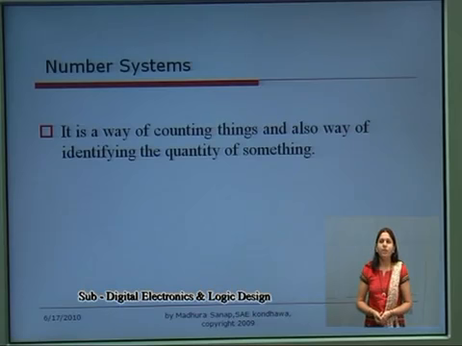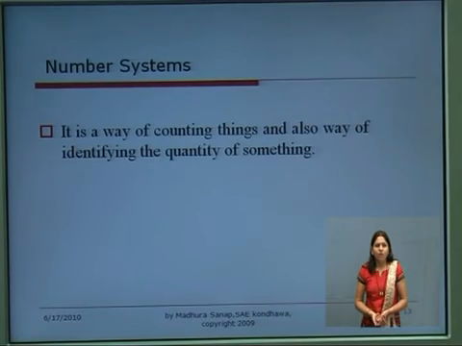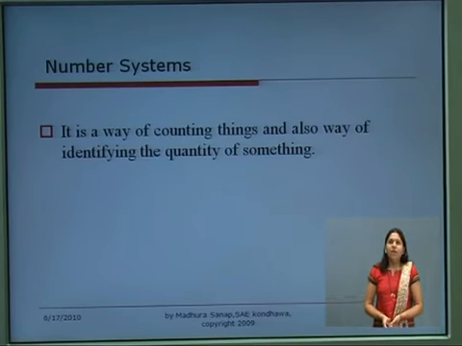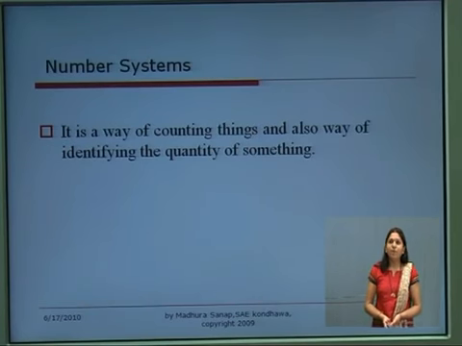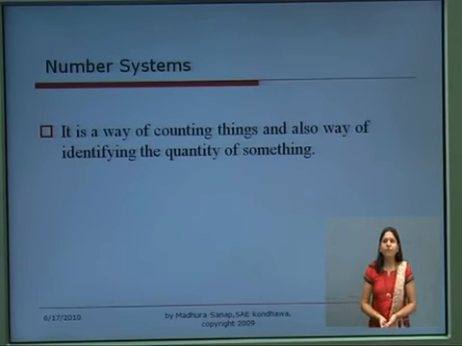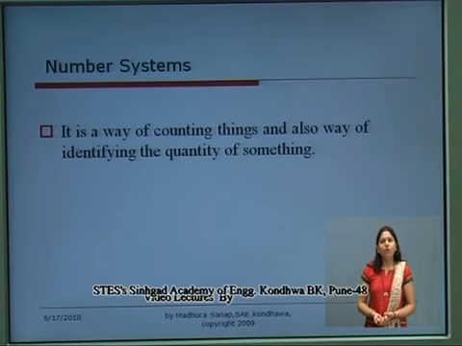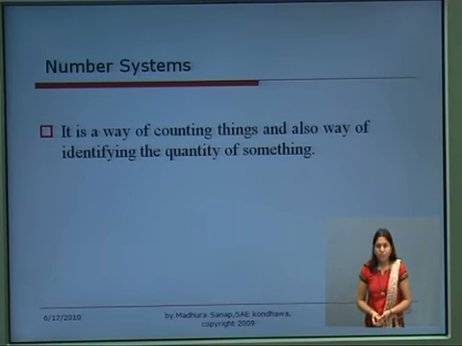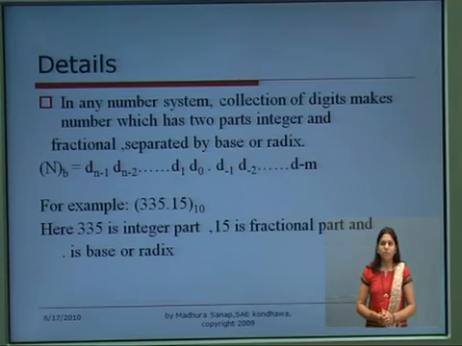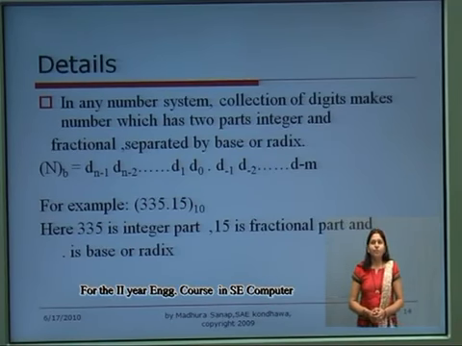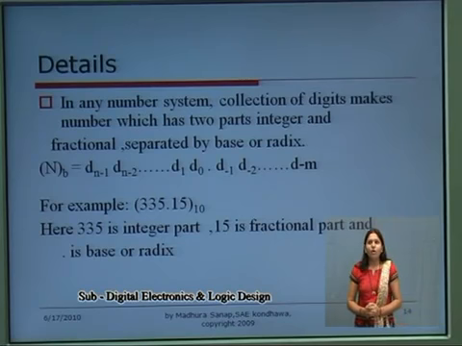This is a very familiar topic to you, that is the number system. What is a number system? In real life, we use the decimal system, which means we have base 10. A number system is a way of counting things and also a way of identifying the quantity of something. Whenever we think about counting, it is related to a number system. We usually use the decimal number system. Just take the general idea about number systems. In any number system, a collection of digits makes a number which has two parts: one is integer and the second is fractional, separated by the base or radix.